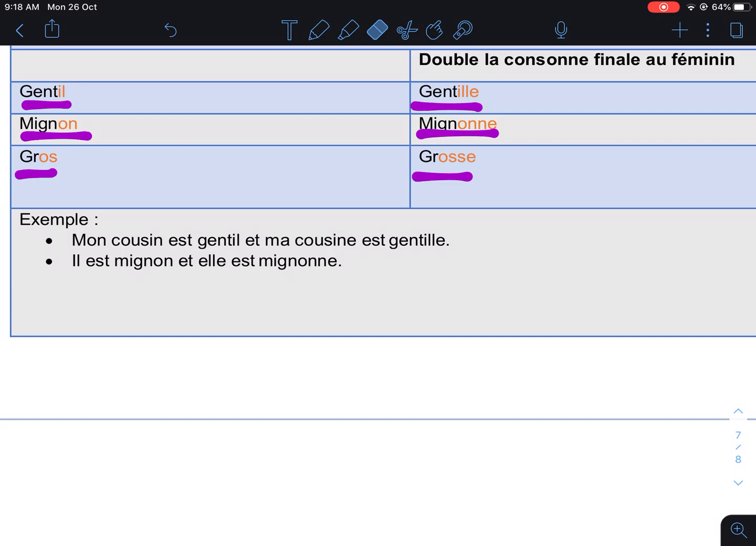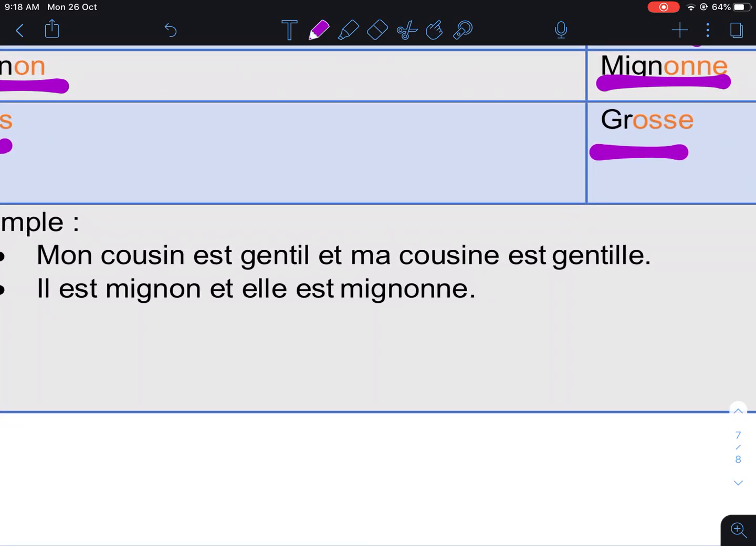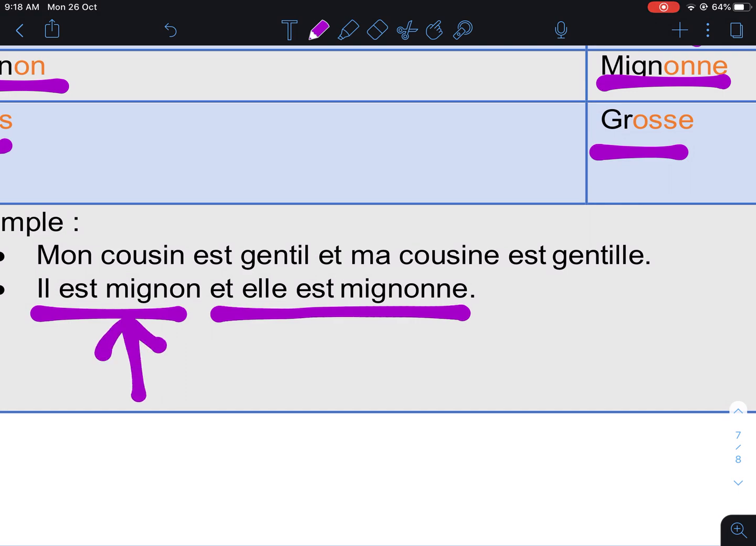Now let's look at the example sentences here. You have mon cousin est gentil. My male cousin is kind. Et ma cousine est gentille. My male cousin is kind and my female cousin is kind. Now let's look at the second example. You have here, il est mignon et elle est mignonne. He is cute and she is cute.